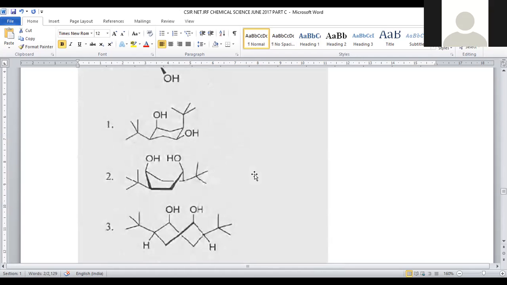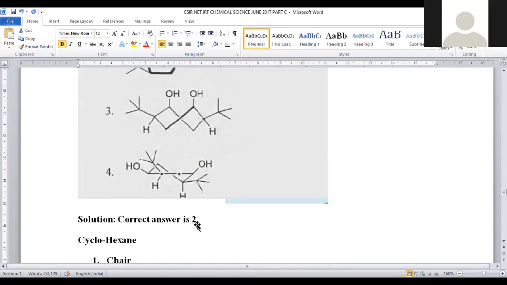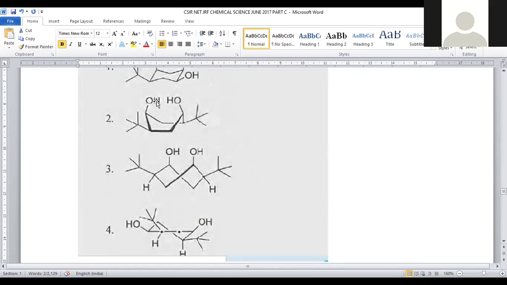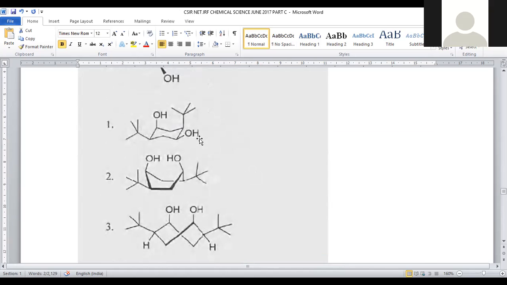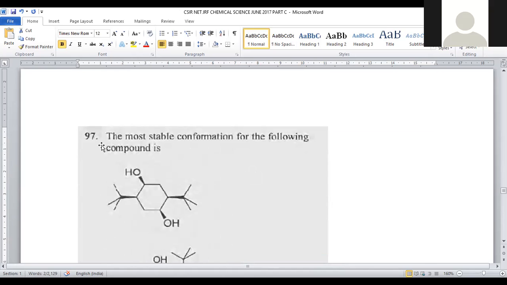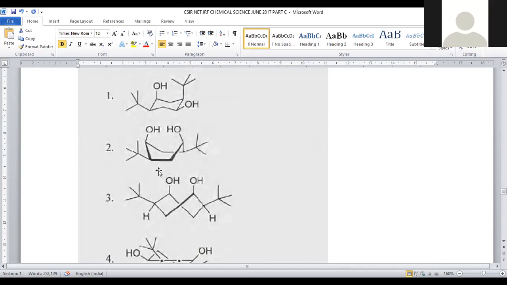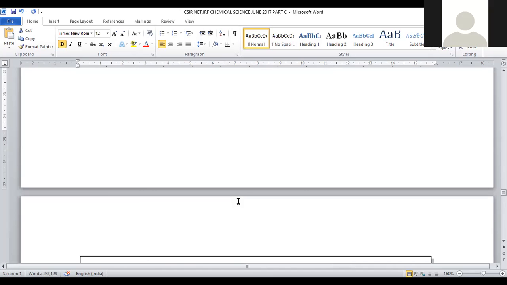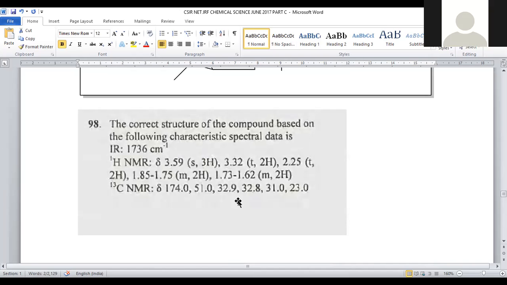So the possible adaptation for this structure will be option number 2, where we have the twist boat form. Here you can clearly observe the two hydroxy groups are in close proximity, so we have hydrogen bonding between them, and the two bulky tertiary butyl groups are in the equatorial position. Bulky groups in the equatorial position are more preferable, so the entire repulsions will be minimized. For question number 97, option number 2 will be the right answer. Let us move on to the next question, 98.